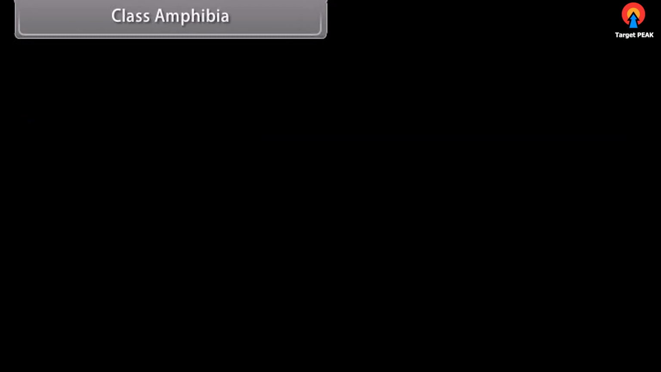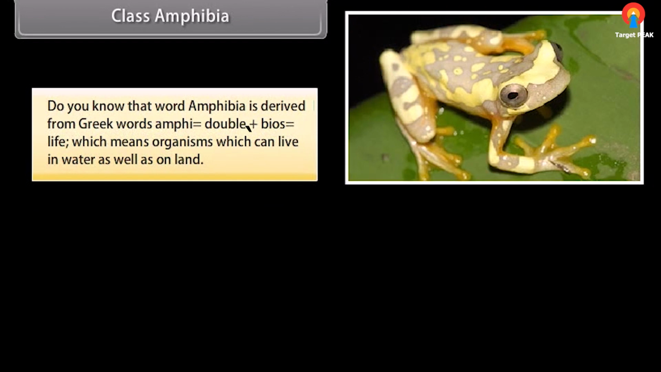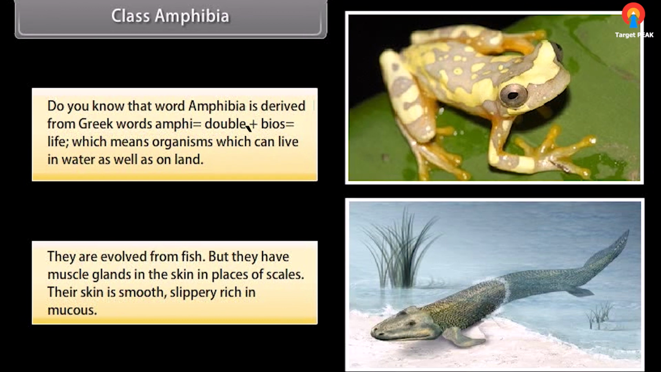Class Amphibia. Do you know that the word amphibia is derived from Greek words amphi, which is double, plus bios, which is life, which means organisms which can live in water as well as on land. They evolved from fish, but they have mucous glands in the skin in place of scales. Their skin is smooth, slippery, rich in mucus.